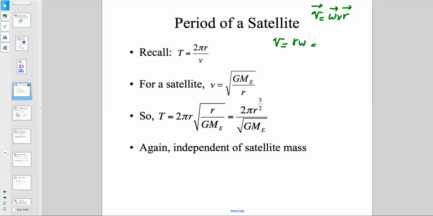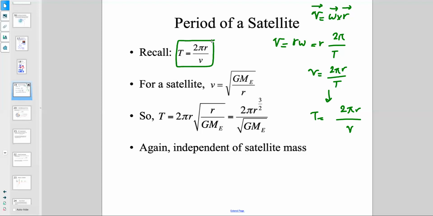We know that omega is delta theta over delta t. If you do one complete rotation, your delta theta will be 2 pi, and your delta t is just capital T, the period. Based on this, you can write that v is 2 pi r over T, and you can write T to be 2 pi r over v. So this is where it's coming from: T is 2 pi r over velocity.